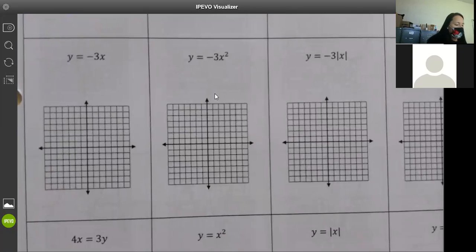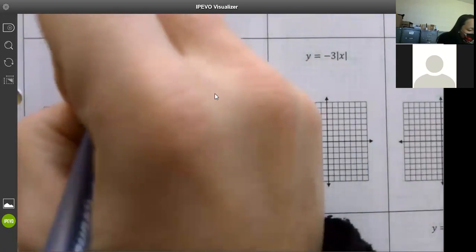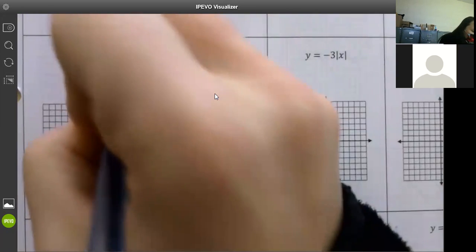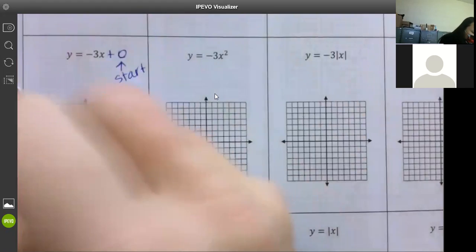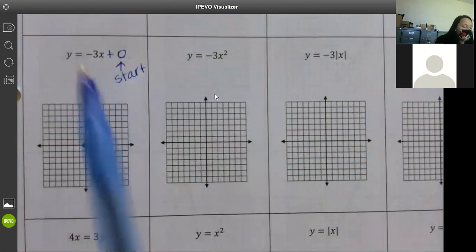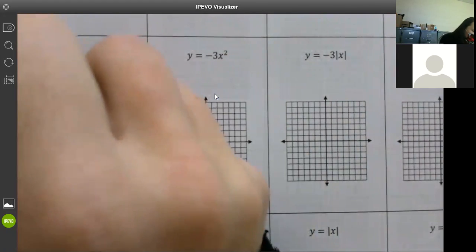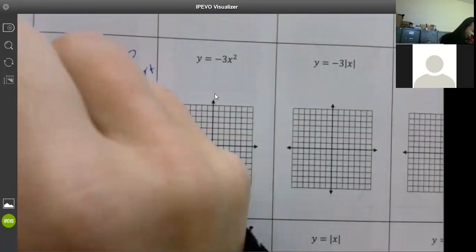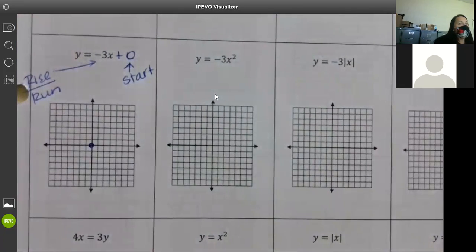It's y equals negative 3x. Remember, it's a plus 0. We will get to some that have some y-intercepts. We're going to start with this first. So that means we start at 0. And then how do I make my slope a rise over run? How do I make negative 3 a fraction?